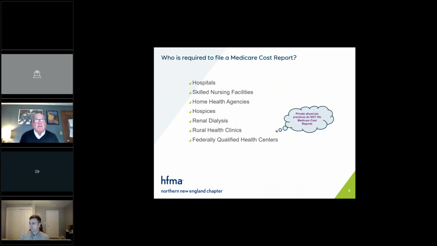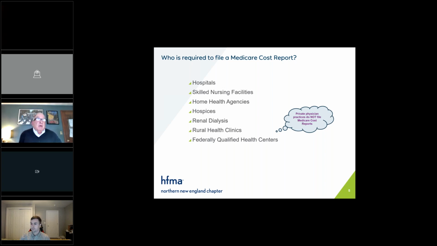Okay, so who is required to file a Medicare cost report? Almost 90% of the healthcare facilities in the United States. Veterans hospitals and Indian Health Services do not have to file a Medicare cost report. Some children's hospitals have to, but not that many, and it depends on what type of children's hospital you are. But overall, 90% of the hospitals in the country have to file a Medicare cost report.